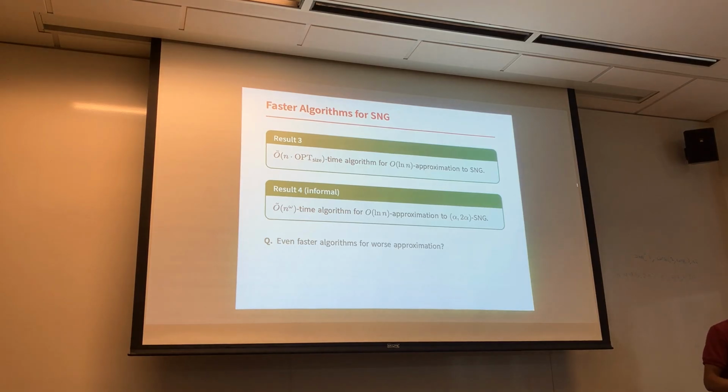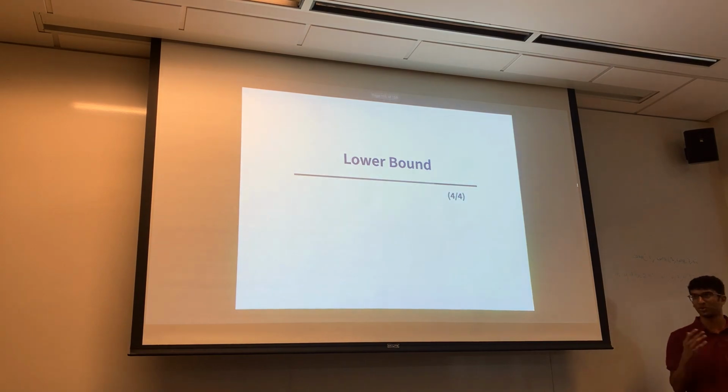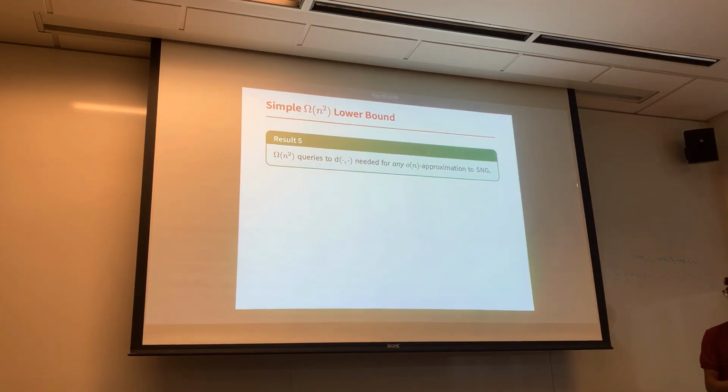And in the last part of the talk, I'm going to show a lower bound that proves that we can't do this, actually. And it's quite strong. It says that if you want any non-trivial navigable graph, so in particular, if you want any little o of n approximation to the sparsest navigable graph, you better read your entire input. You can't do better than omega n squared queries to your distance function.